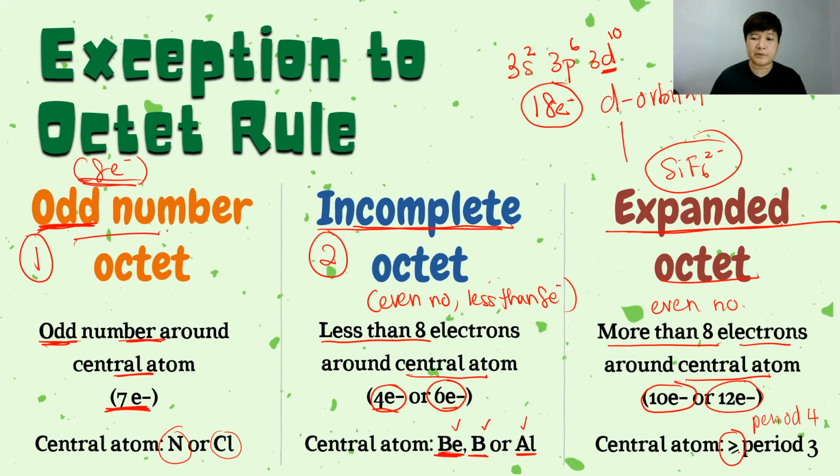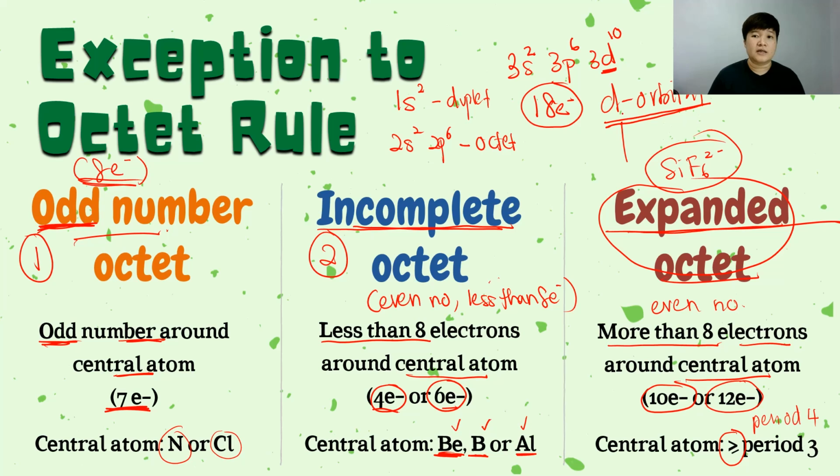And why can it only happen to period 3 and above? Because your period 1 can only be 1s2, which is your duplet. And your period 2 can only be 2s2, 2p6, which is only your octet. Only those central atoms that have d orbitals can achieve an expanded octet due to the presence of the d orbital. And d orbitals only exist in period 3 or above. Okay, simple. We will go through examples for each and every one of them, so don't worry. We'll look at the Lewis structures that can have an odd number of electrons, an incomplete octet, and an expanded octet.